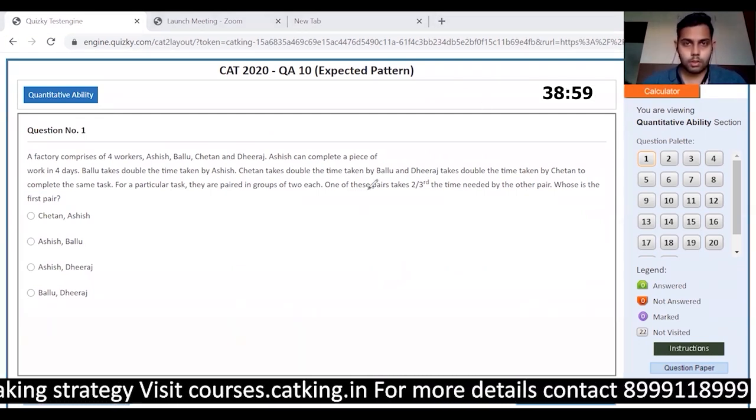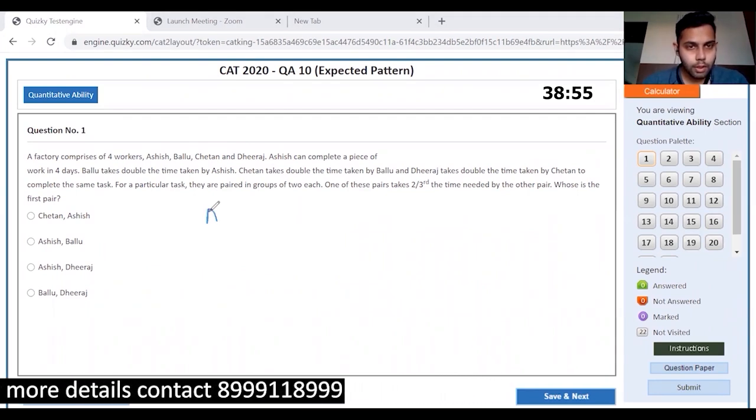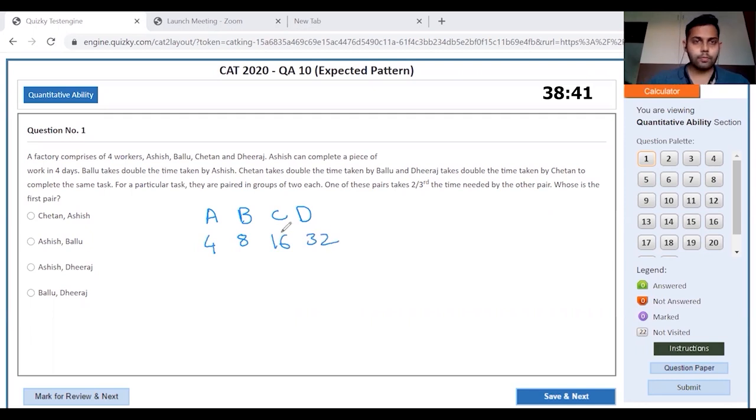Sorry, annotate. Yeah, adjusted. So we have A, B, C, and D. Okay. A takes 4 days, B double, 8 days, C double, 16, and D double, 32 days. Okay. One of these pairs takes 2/3 the time needed by the other pair. Whose is the first pair? Okay.